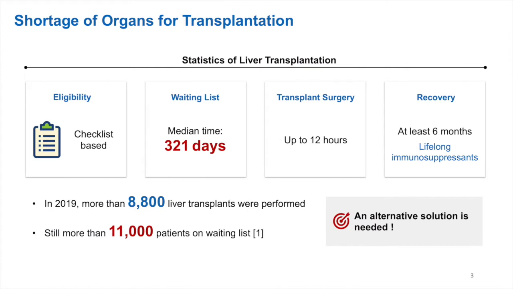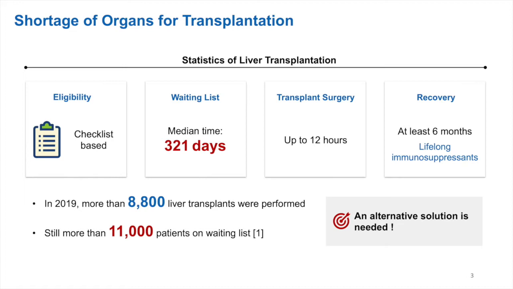The liver, which is the largest internal organ that performs many critical functions, is the second most common type of transplanted organ. The liver transplantation process begins with an evaluation of patients. After having completed specific tests, procedures, and consultations to determine their eligibility, patients are placed on a waiting list. Depending on the severity of their illness, patients may experience a median wait time of 321 days. When a liver becomes available, patients undergo a transplant surgery that can take up to 12 hours long.